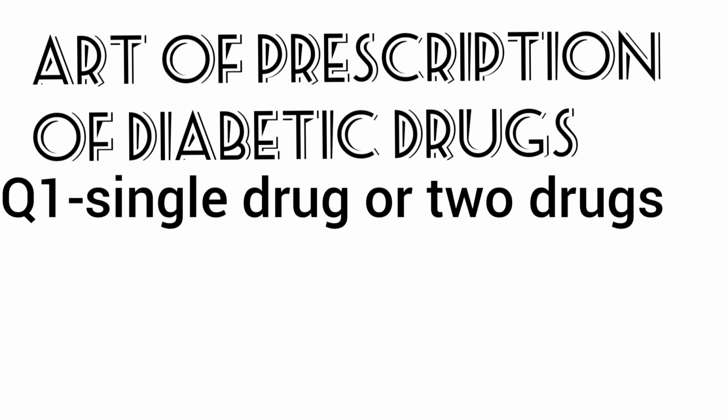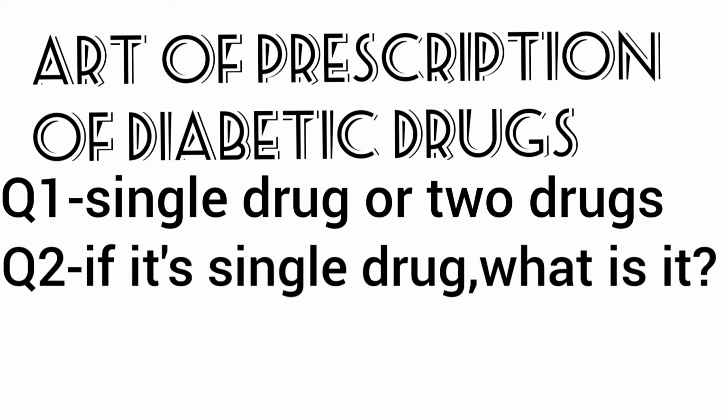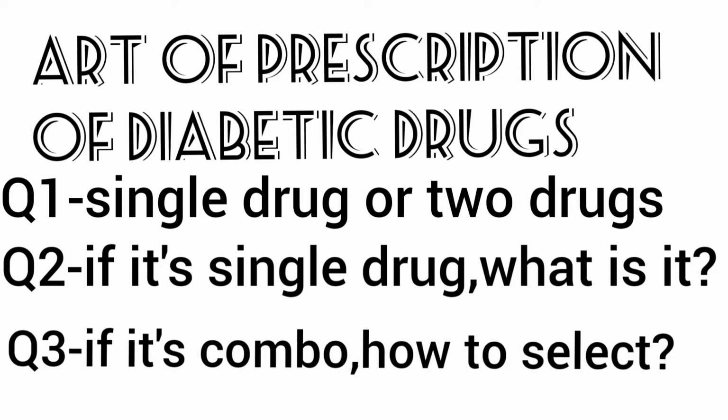So there arise three questions. Number one, in a newly diagnosed type 2 diabetes patient, whether to start with a single drug or two drugs. Question number two, if we start with a single drug, how to follow up further. Question number three, if we start with a two drug combination, which combination to select and how to follow up further. So our full video will revolve around these three questions.